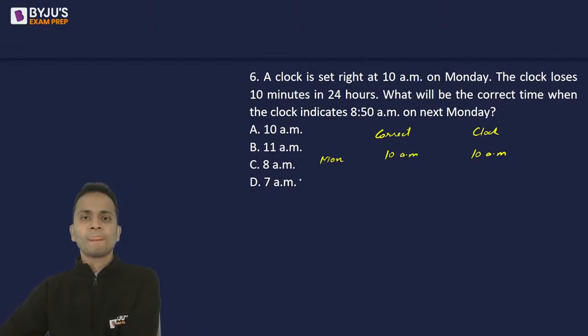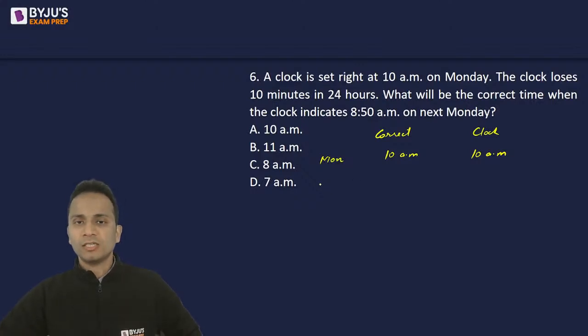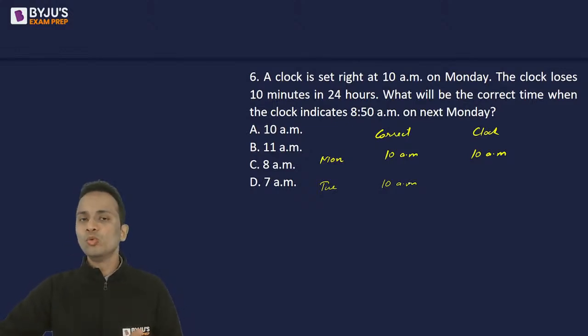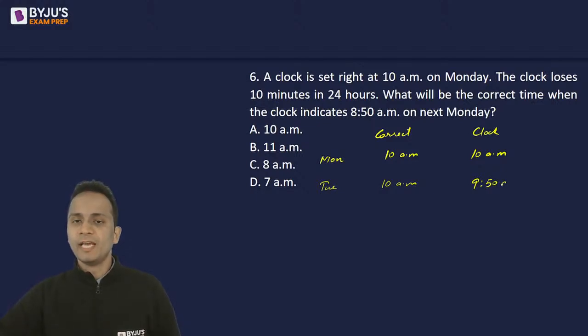Let's start. Now clock is set correct at 10 a.m. on a Monday. So when the correct time is 10 a.m., the clock will also show 10 a.m. on a Monday. Now the clock will lose 10 minutes in every 24 hours. That means on a Tuesday when the correct time is 10 a.m., the clock by then will lose 10 minutes and it will show a time which is 10 minutes before the correct time. That means it will show 9:50 a.m.